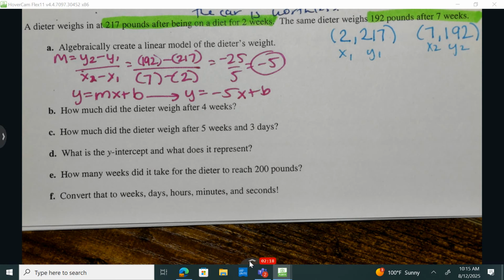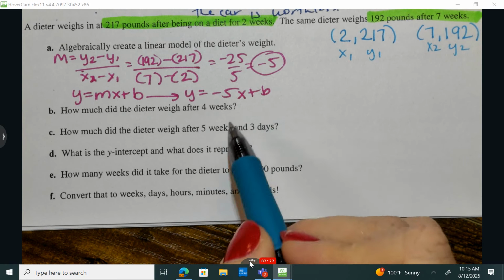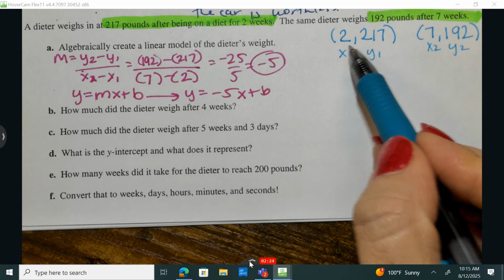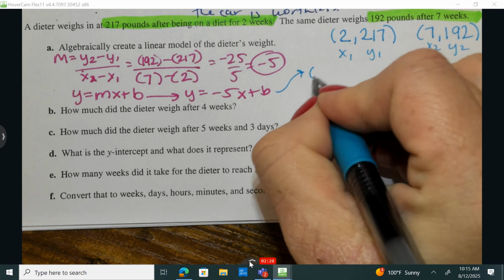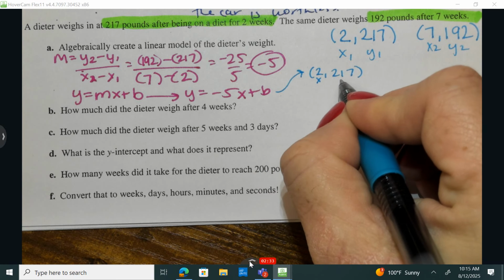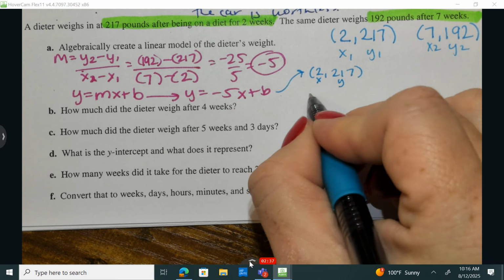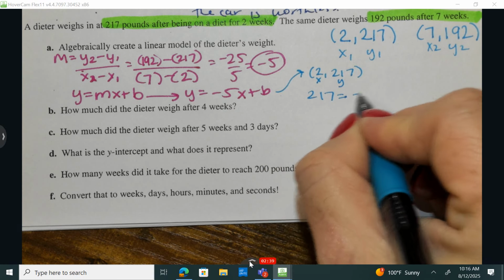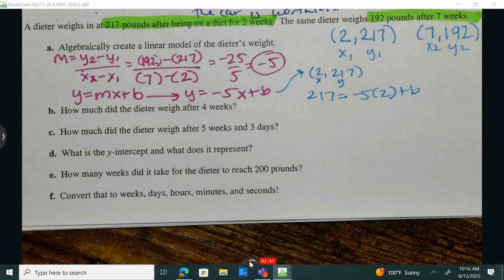And if you recall us doing this just yesterday, now we choose one of the two ordered pairs that I prefer. So it's either the first or the second. There's no wrong answer. I think I'll choose the first. So I'm going to choose 2 and 217. That means I'm going to input 2 for x and 217 for y. So I'm going to switch that up right now. Y is going to be 217. X is going to be 2. And now I'm going to solve for b.